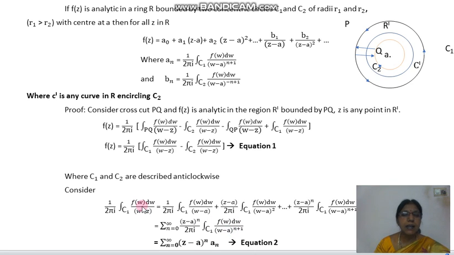Now this integral value is equal to this one, equation 2. Write what is an. I have already told, 1 by 2 pi I and so on. Here you write what is an. Already I told, an is 1 by 2 pi I integral over c1 f of w by w minus a whole power n dw. This is an, integral over c1. Then the second value is 1 by 2 pi I integral over c2 f of w dw.